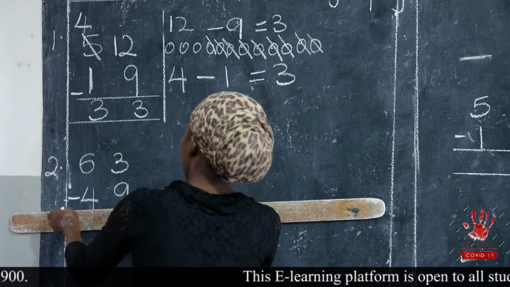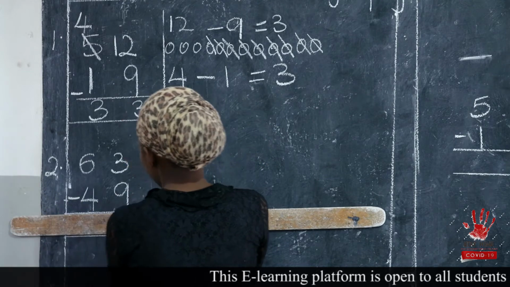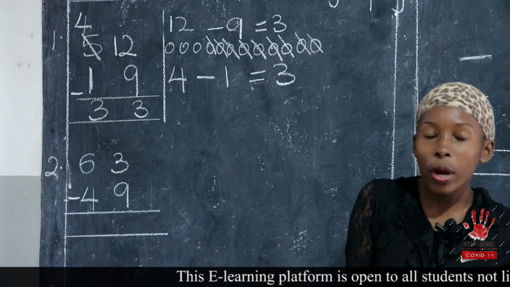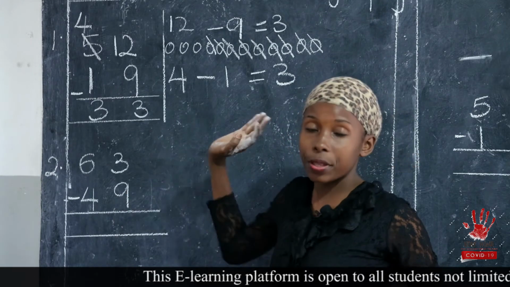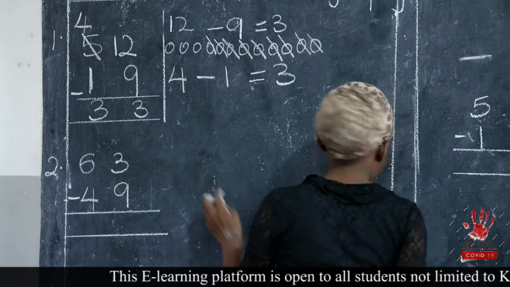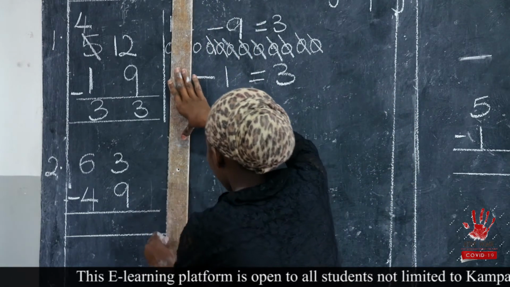Yes, 63 is a bigger number. It's bigger than 49. That is possible. So we can take away 49 from 63. But now, if I'm doing my subtraction, I will start with the ones, then the tens. I'm doing my side work. You all know why we do side work. Up to now, you know exactly why we do side work.